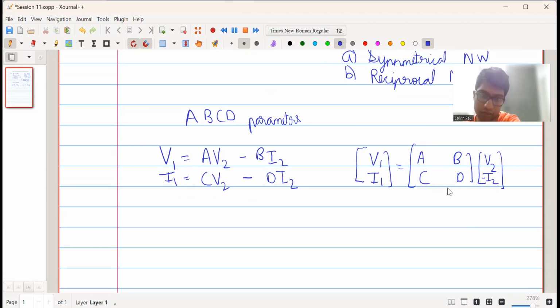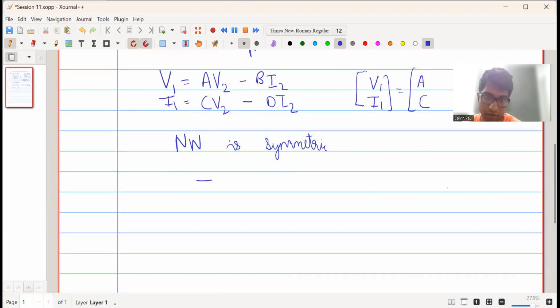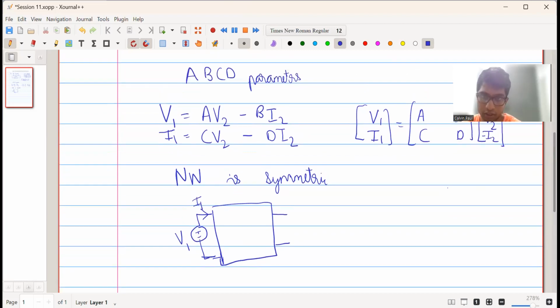So when do we consider the network to be symmetric? For the network to be symmetric, what we will do is apply voltage V1 here, with the current entering in, and we will consider the output to be open circuit.